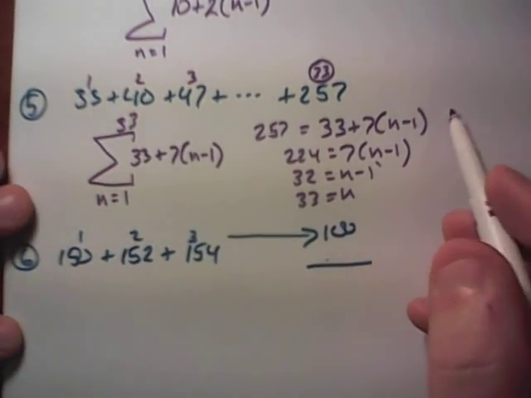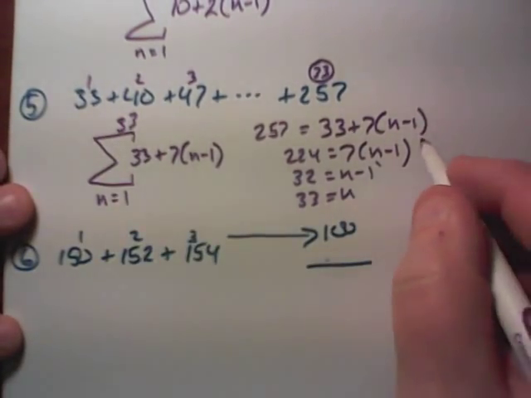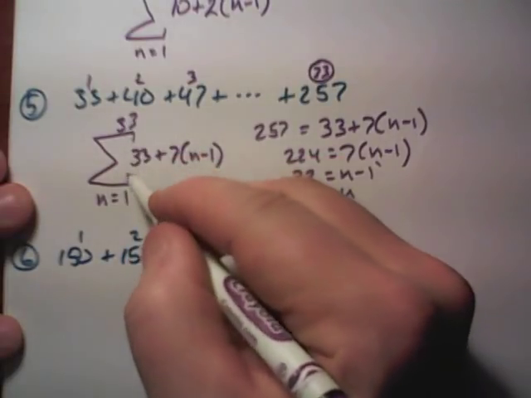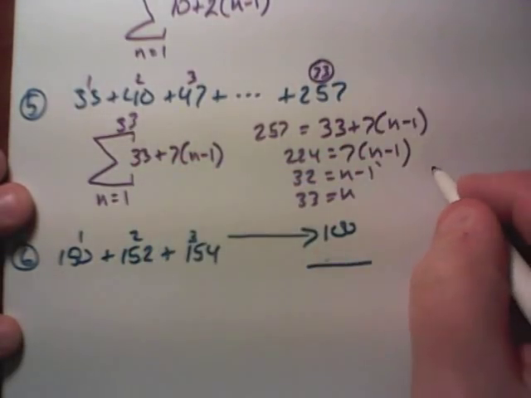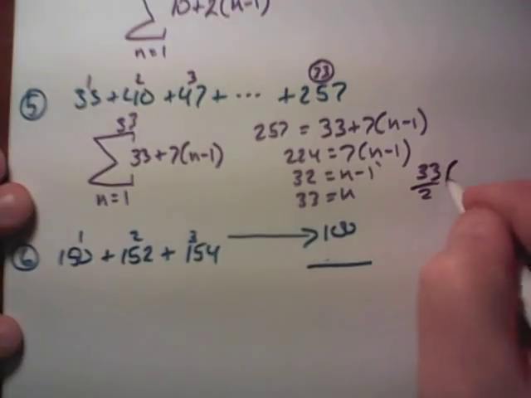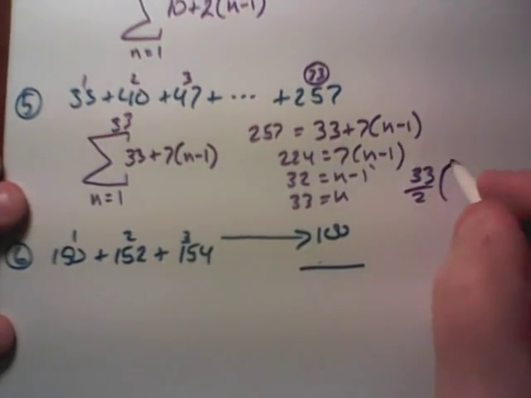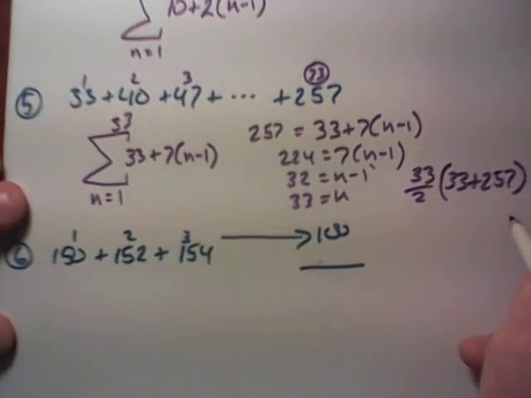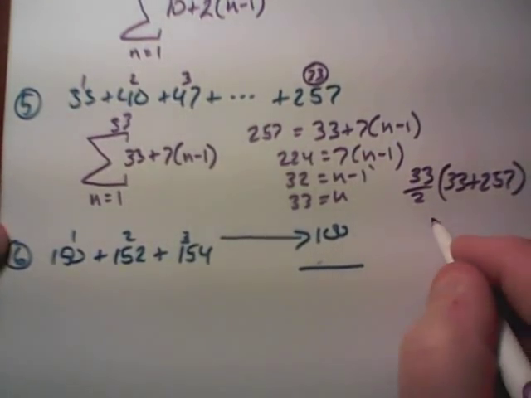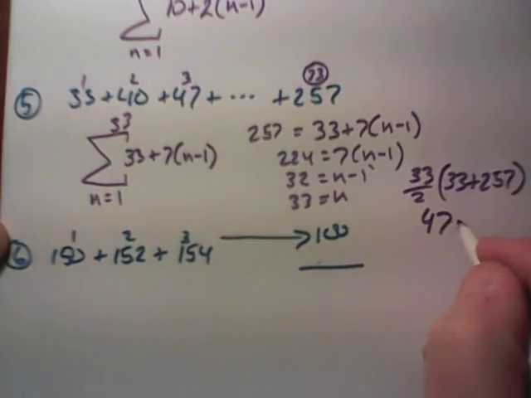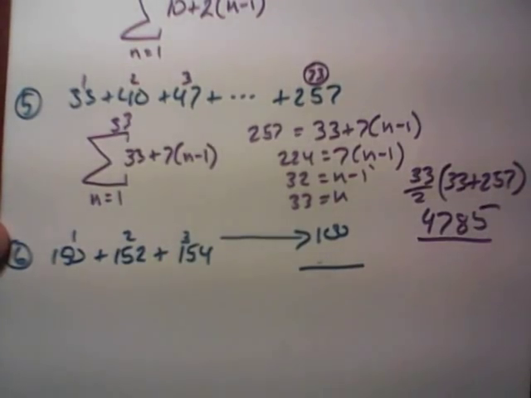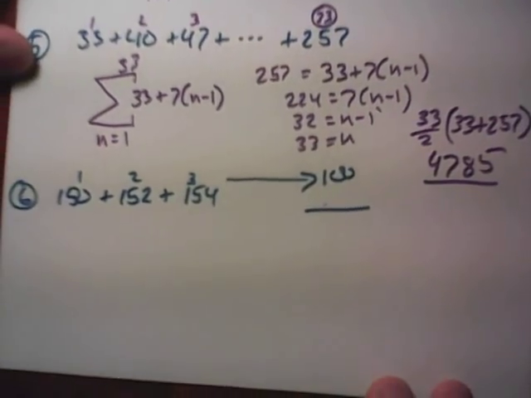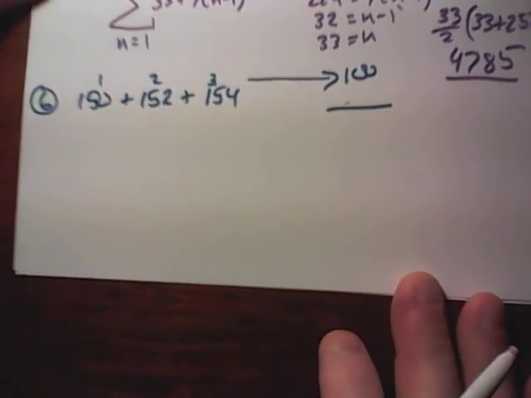And then we can actually find the sum because we know that our number of terms is going to be 33 minus 1 plus 1, which is 33 terms divided by 2. And we're going to take the first term, which is 33, plus the last term, which is 257. And if we do that, I believe we're going to have 4,785 as our sum.